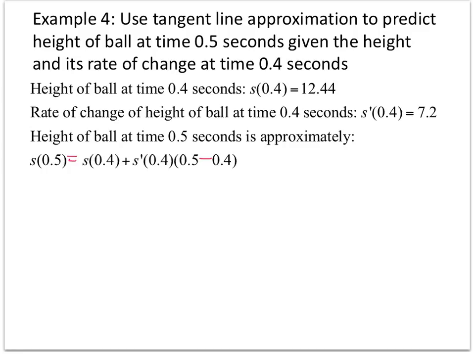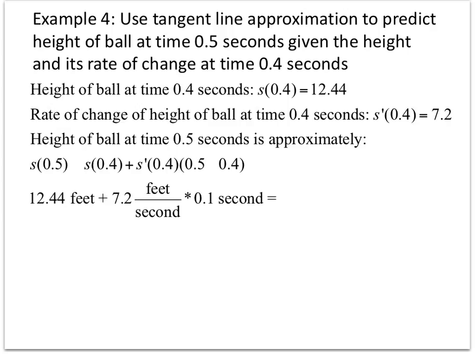Tangent line approximation. That's what I'm looking for. This is the information that I know. I know what the height is at 0.4 seconds. I know how fast it's going at that time, given to me. You're just saying, how far is it from 0.4 to 0.5? I write this out to show you that that's what I'm doing, the x minus a, but most students just put 0.1 right there and go on.